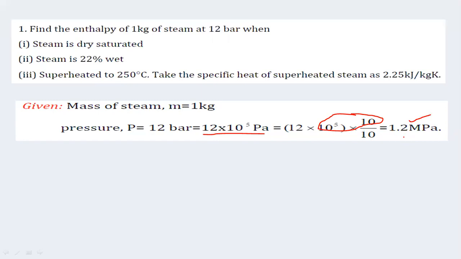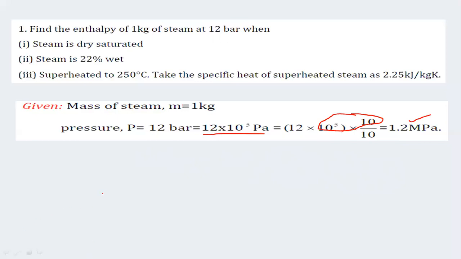So why am I doing this? Because the steam table which I have referred to for this calculation gives the values of pressure in terms of megapascal. So take care when you are referring to the steam tables: check in which units the pressures are mentioned. If it is mentioned in bar, it is well and good; you can refer to the data directly. If it is in kilopascals, then convert that bar into kilopascals. If it is in megapascals, convert that bar into megapascals and then go for extracting the data.